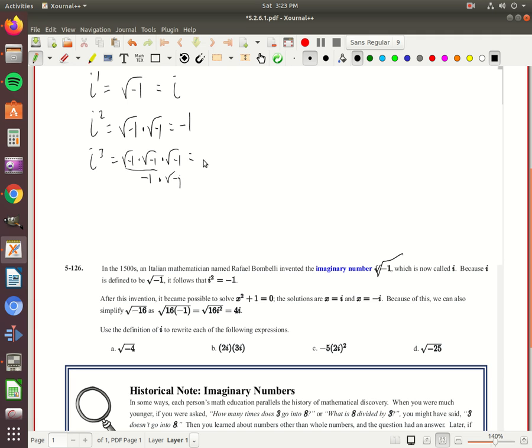So I'm actually going to get a negative square root of negative 1. Well, the square root of negative 1 is i, so I'm going to get a negative i, right? Kind of weird. What if I go i to the 4th? Well, I already know that I'm going to get the square root of negative 1 times the square root of negative 1 times the square root of negative 1 times the square root of negative 1. This is going to equal negative 1 times negative 1. And what's a negative 1 times a negative 1 equal? It equals a positive 1.